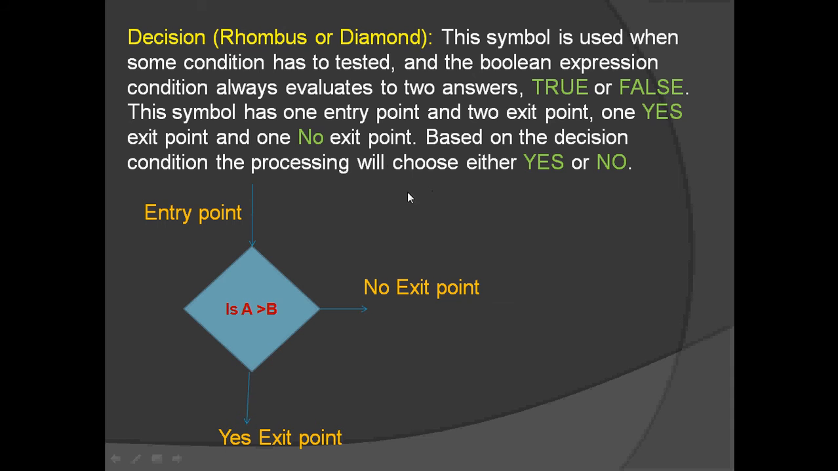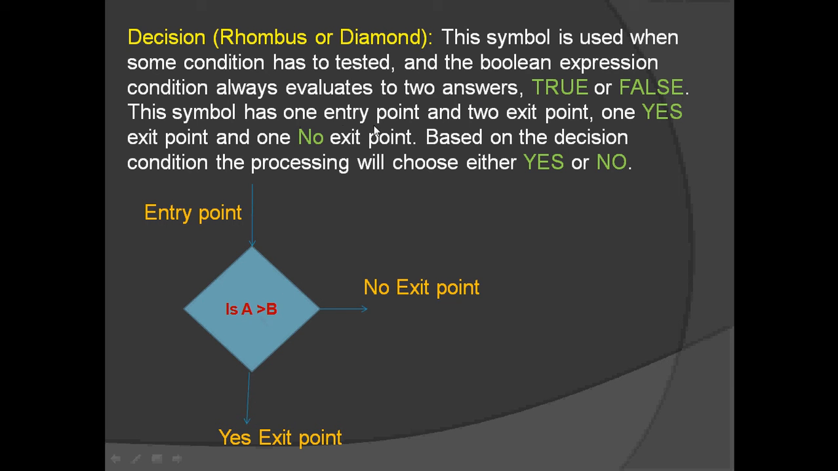Now decision box or rhombus or diamond. This symbol is used when some conditions have to be tested. In the previous algorithm, you have seen if A is greater than B, A is greater than C. That decision making condition is done in this diamond shaped box. And the Boolean expression condition always evaluates to two answers, that is true or false.